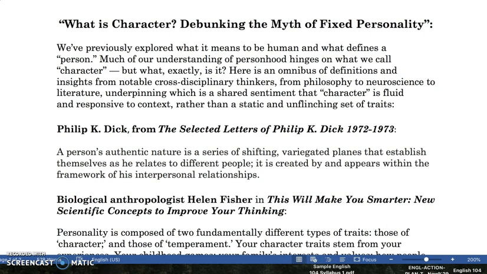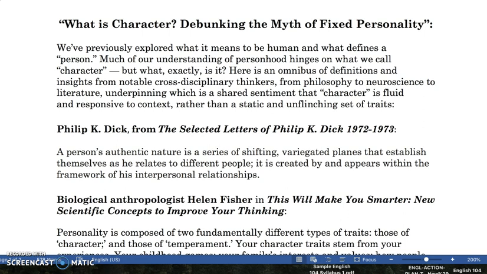Much of our understanding of personhood hinges on what we call character. Again, another word in quotes, so maybe they're trying to define these words. But what exactly is it? Here's an omnibus of definitions and insights from notable cross-disciplinary thinkers.